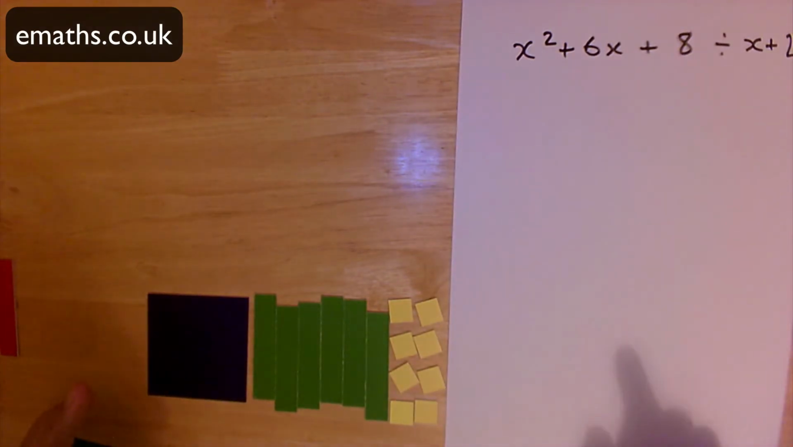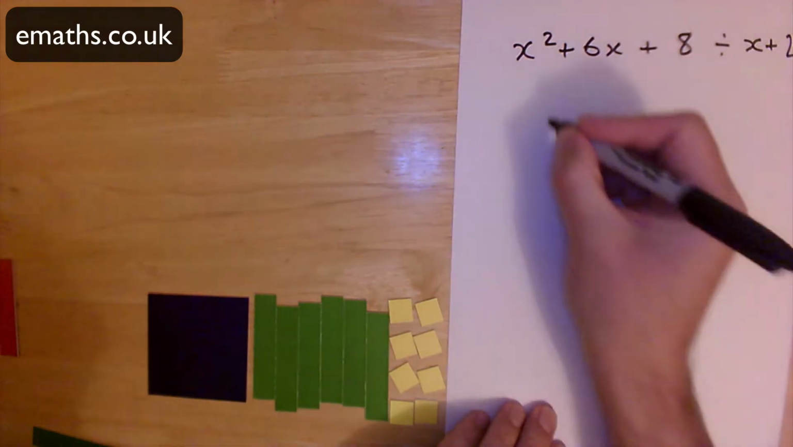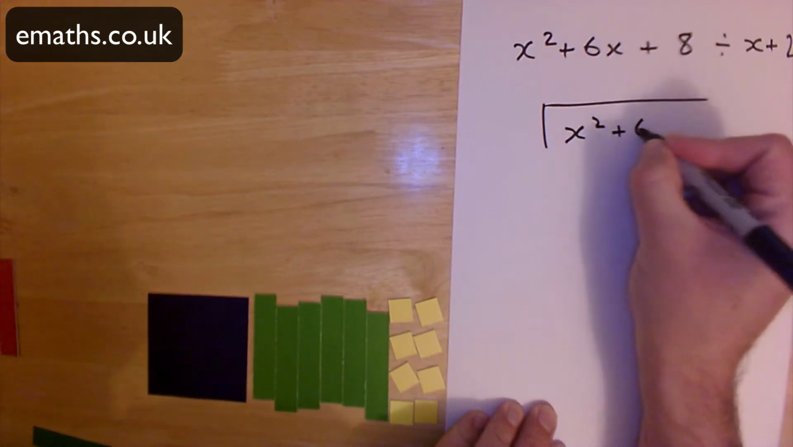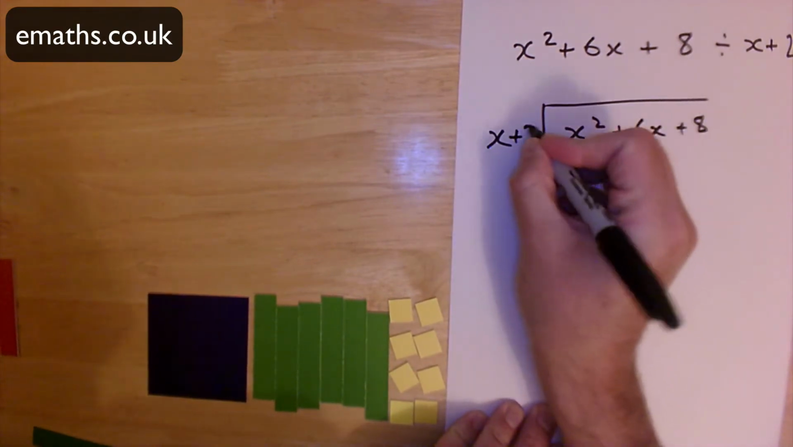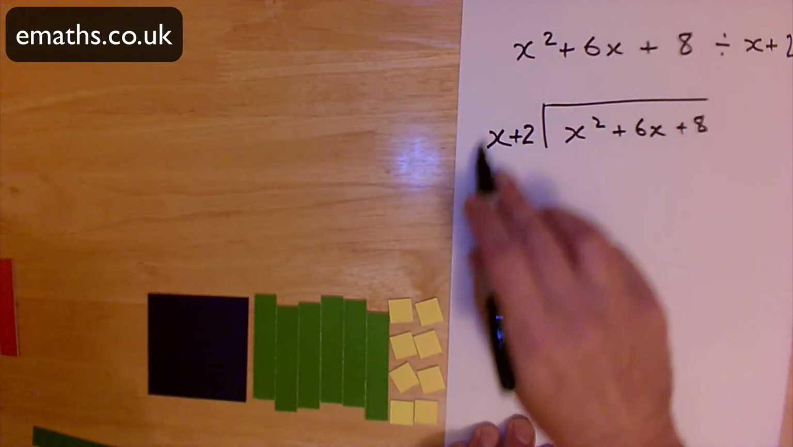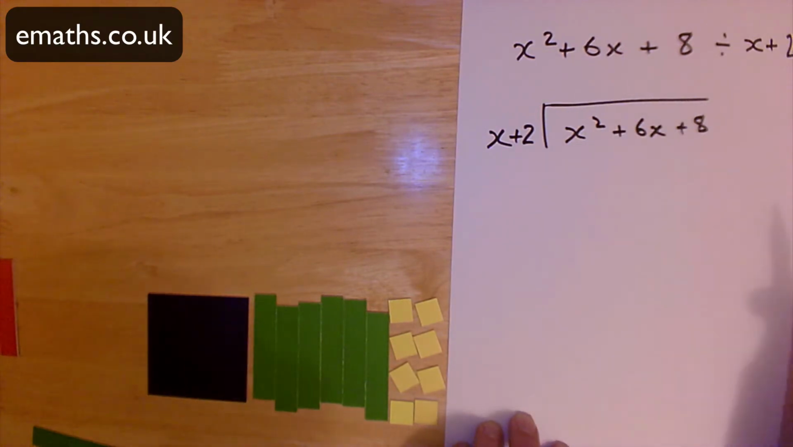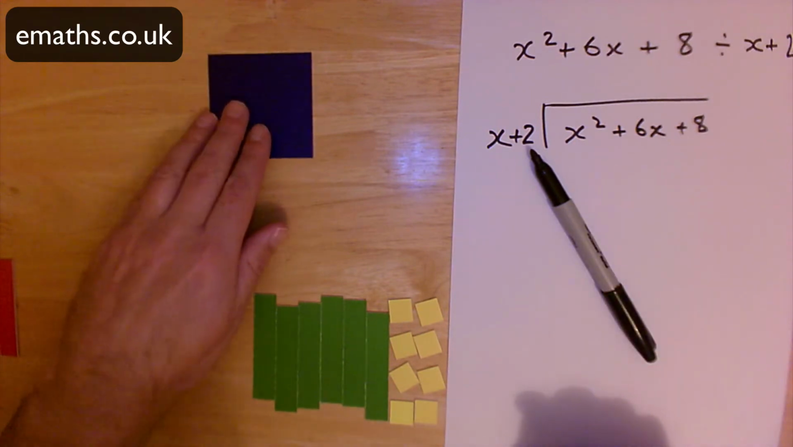Suppose we wanted to do x squared plus 6x plus 8 divide by x plus 2. Let's rewrite this with more helpful symbolism. So x squared plus 6x plus 8, and we know that one of the lengths is x plus 2. So we're trying to find a rectangle, and one of the lengths is x plus 2, and the full system, the area, is x squared plus 6x plus 8. So I need to make one length x plus 2. Can I do that? Yeah.